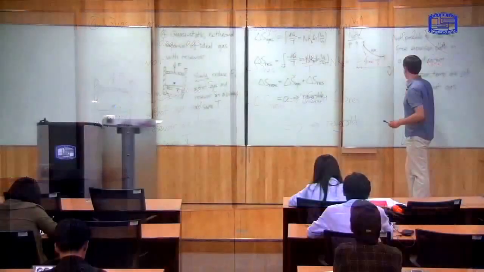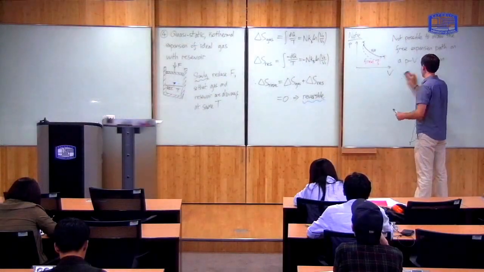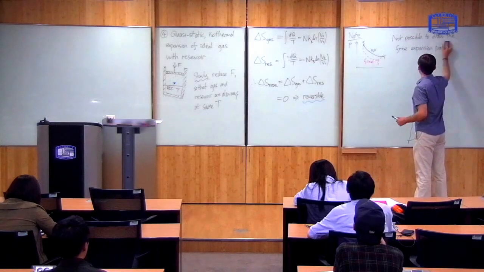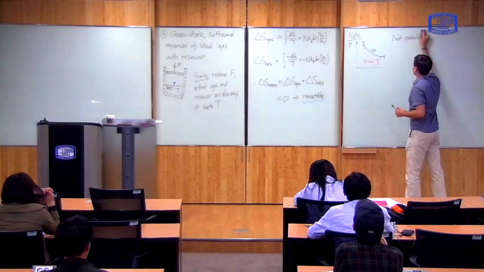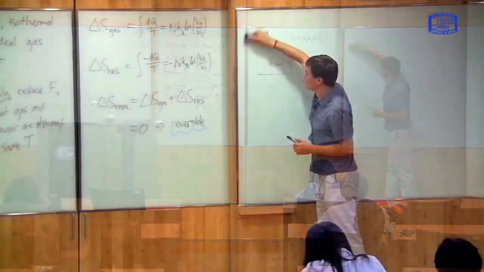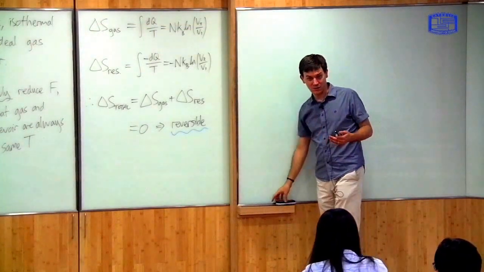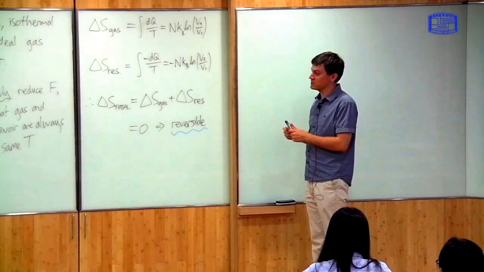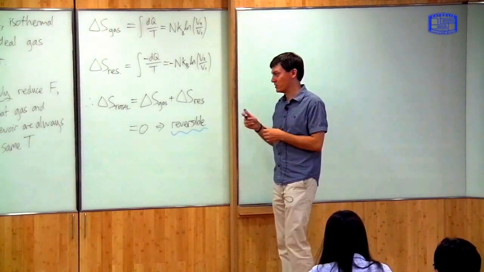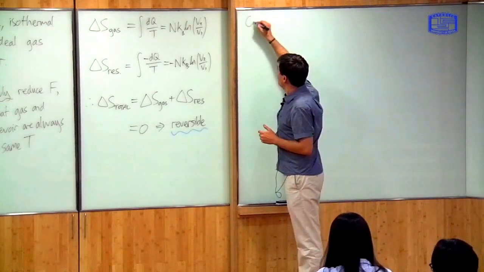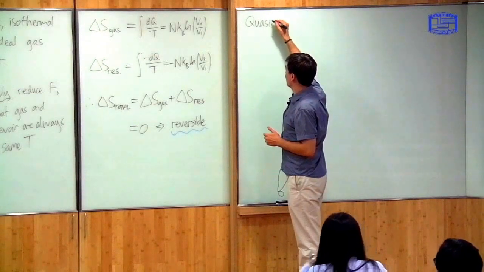Okay, so this defines basically what our quasi-static process is. If you want to do a process in such a way that it's reversible, you have to do it infinitesimally slowly, infinitely slowly, so that the components of the system are always in perfect equilibrium with each other. This defines what's known as a quasi-static process.